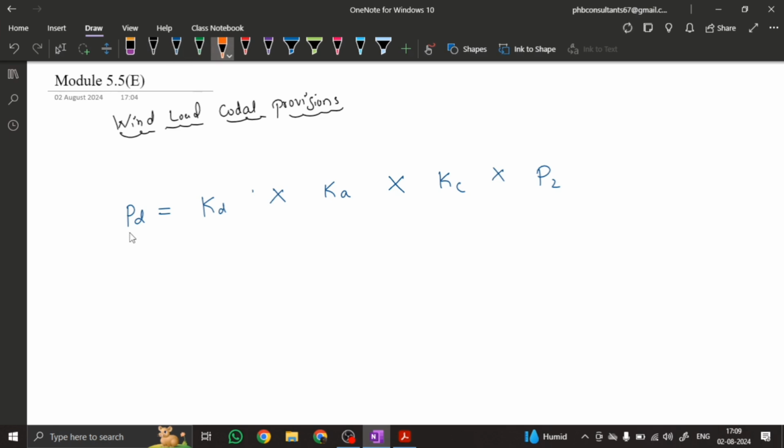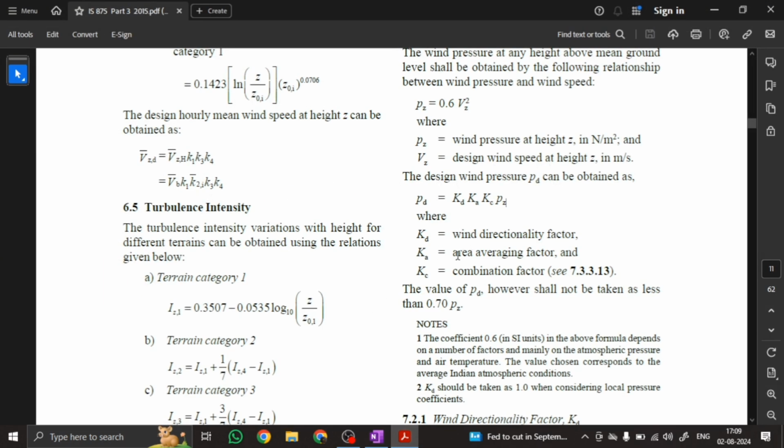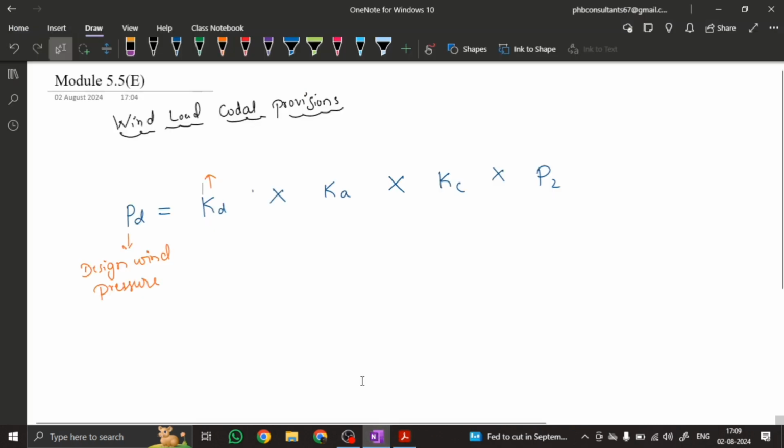Now PD means design wind pressure. KD means, see here, KD means wind directionality factor. This is KD.